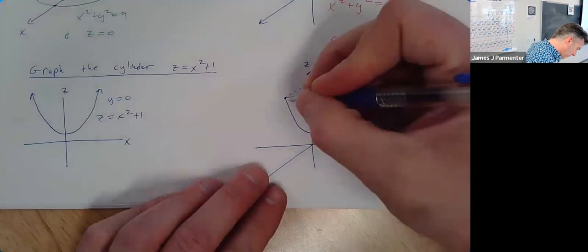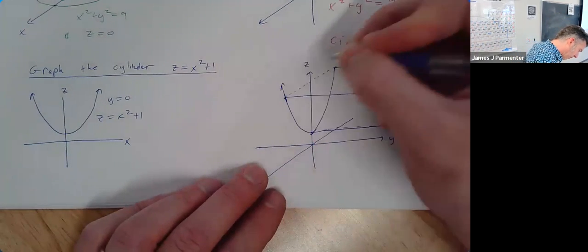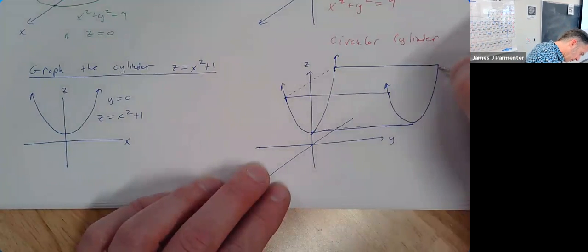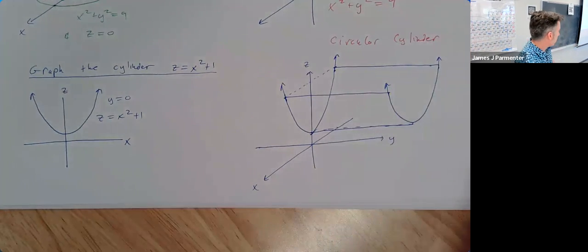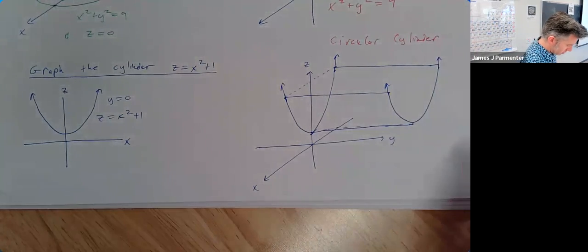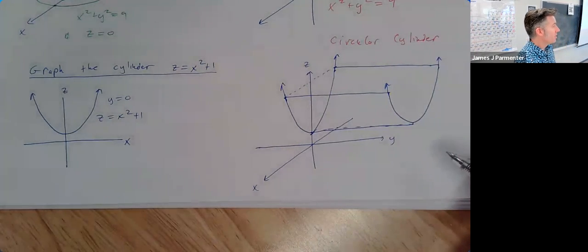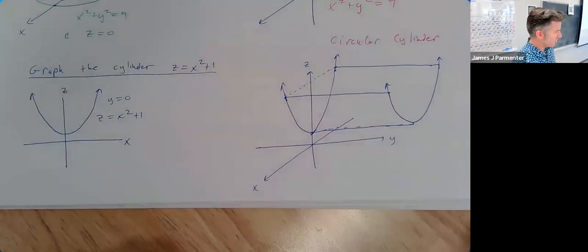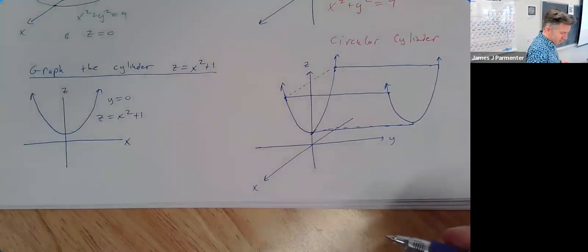It also keeps going up as well, right? It still keeps going that way, and that way, that way, that way. We just don't usually draw those arrows to indicate that. So here's our parabolic cylinder. We call this a cylinder, which might seem weird, but we do.